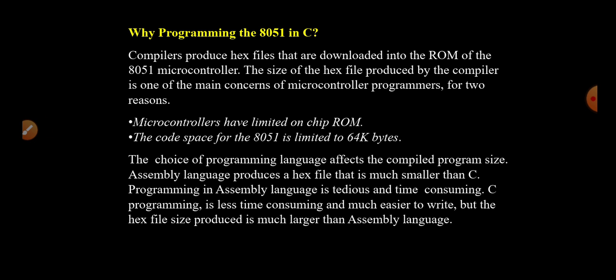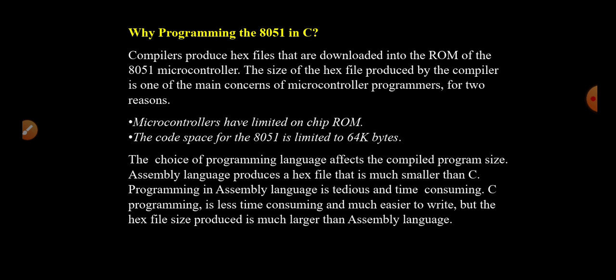Compilers produce hex files that are downloaded into the ROM of the 8051 microcontroller. The size of the hex file produced by the compiler is one of the main concerns of microcontroller programmers for two reasons. One is that microcontrollers have limited on-chip ROM memory. Second, the code space for the 8051 is limited to 64 kilobytes. Okay, so using 16 address lines, the maximum memory which can be connected to the 8051 is 64 kilobytes, plus depending upon the versions of your 8051, they have limited on-chip ROM memory.